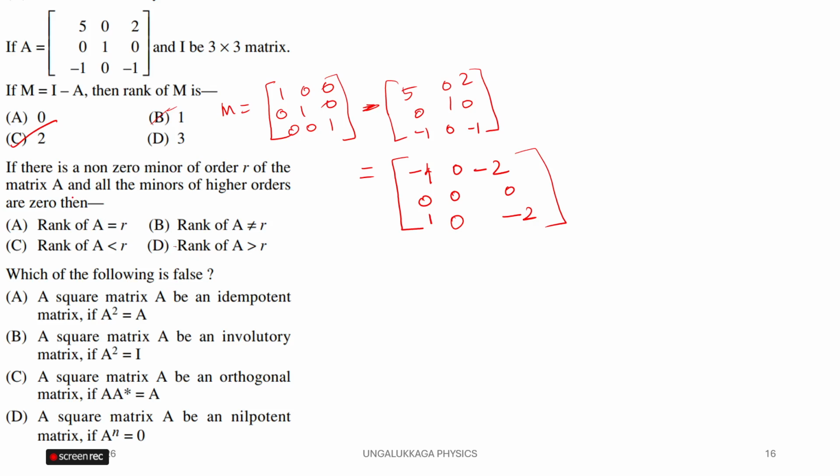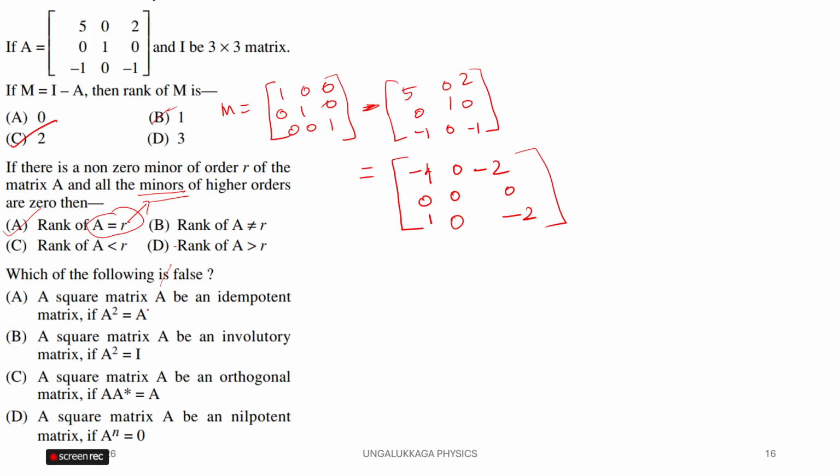If there is a non-zero minor of order R of the matrix A and all the minors of higher orders are 0, then in this case the rank of matrix A is equal to R. So R is the order of the minor. Those matrices have a non-zero minor, so obviously the rank of A is equal to R. Which of the following is false? They asked for false statements.